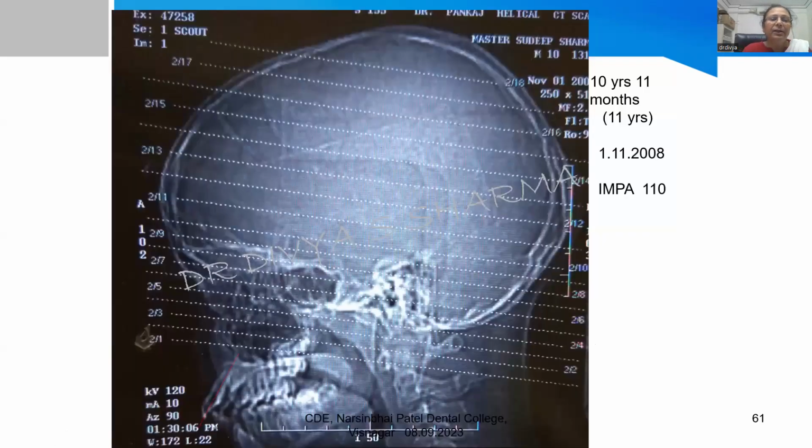Here the axial inclination, you can see it is quite good. IMPA is 110. The X-ray, a CT scan, was done for his migraine actually. And probably there was some TMJ lateral shift. That is why my son had some kind of migraine that doctors could not diagnose, and they prescribed the CT scan. But now I understand there was a collapse of the arch from one side, and there was some lateral shift, and there was some unequal TMJ pressure. That is why he had a migraine. At 10 years, 10 months, the IMPA is 110.